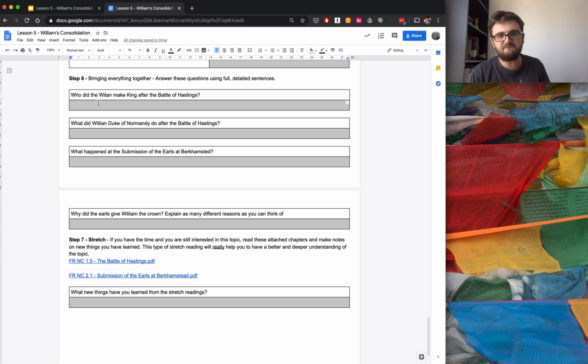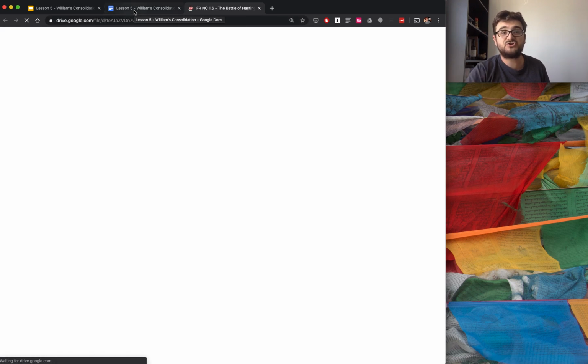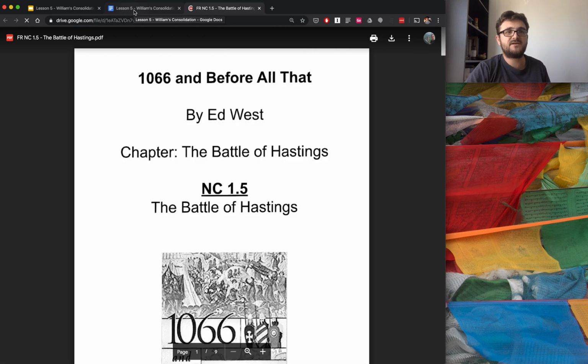Now, step 6 is the final step that you have to do in this lesson, but if you've got time and you want to develop your understanding even further, step 7, there are some stretch activities where there are 2 extended readings for you to do, where you can add new information about what you've learned in that box there. If you click on those links, what you will see is a photocopy of 2 chapters from 2 books, which do a really good job of giving you even more information about these 2 events.